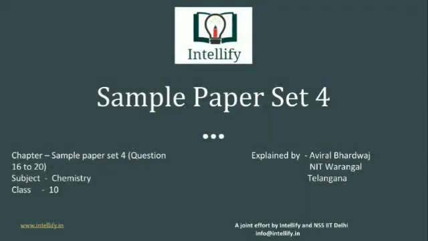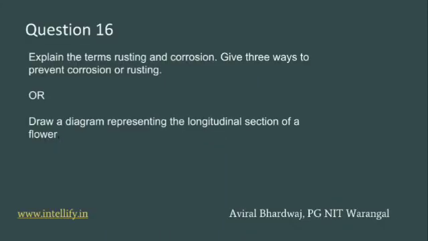Hello guys, in this video we will discuss sample paper set 4, questions 16 to 20. Now let's begin. Question 16 is: explain the terms rusting and corrosion. Give 3 ways to prevent corrosion or rusting. And the second question is: draw a diagram representing the longitudinal section of a flower.